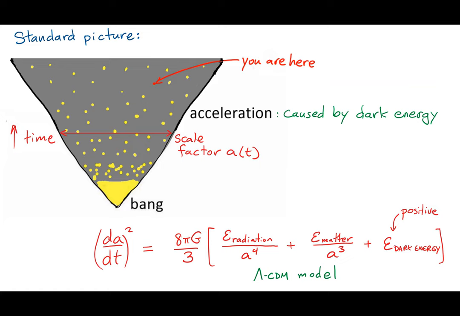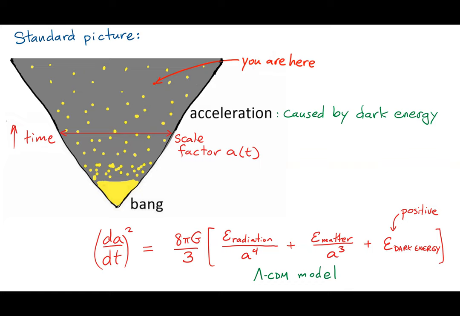is equal to some stuff on the right-hand side, which is how much energy is in radiation, how much energy is in matter, and then there's this extra term here, which is how much energy is in dark energy.